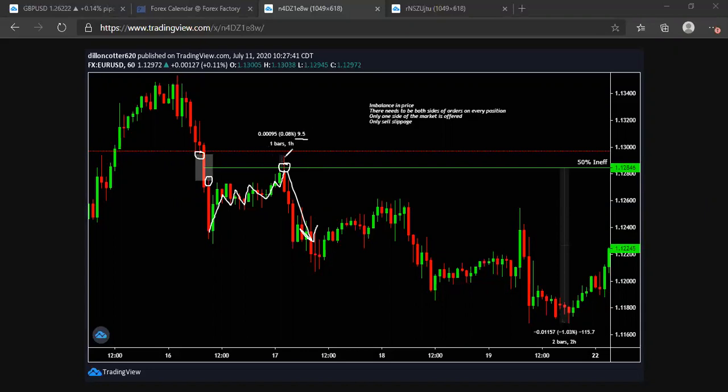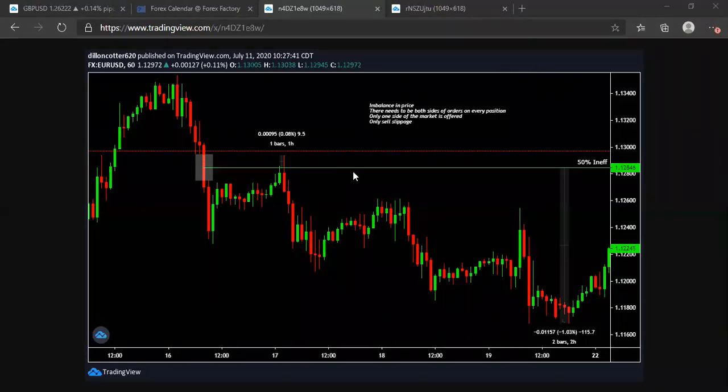So 9 pip drawdown for 115 maximum pips on this setup. Amazing risk to reward. So yeah.